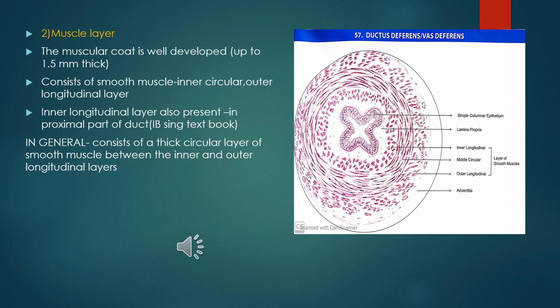The muscular coat is very well developed in the vas deferens. In general, we can say it consists of three layers: inner longitudinal, thick circular, and outer longitudinal layer. That means a circular layer of smooth muscle is lying between the inner and the outer longitudinal layers.